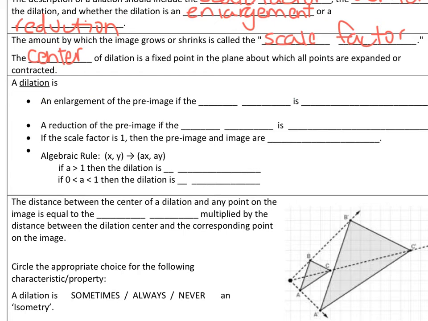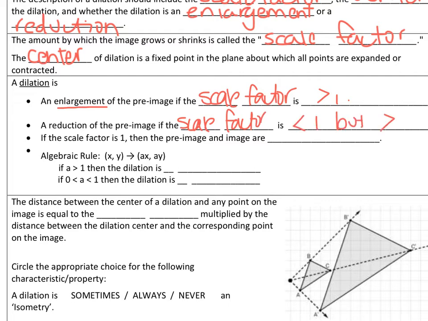So if we have an enlargement of a preimage, if we want to enlarge the preimage, the scale factor has to be bigger than 1. That'll give us an image that is larger. So think of a photocopier. If you want to increase the size, you do more than 100%. So reduction will have a scale factor that is less than 1, but it has to be bigger than 0. If we have a scale factor of 0, then there goes our image. And if we have a scale factor of 1, we really haven't changed the image at all.